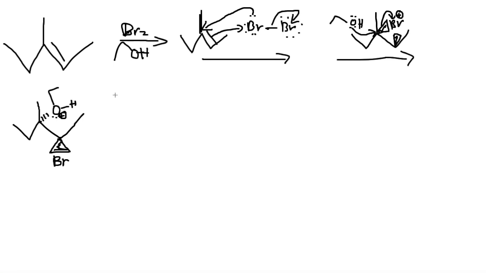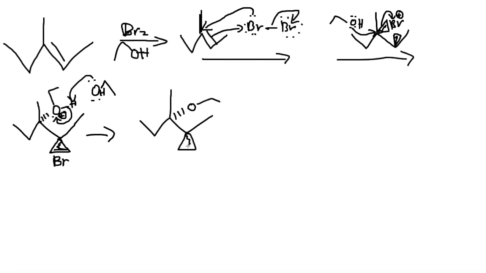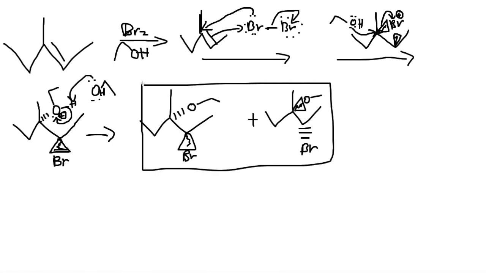OH, and now it is still attacking, grabbing that hydrogen, and then this electron will give off to oxygen, which will form a final product of, instead of OH this time, all we see is just an O, plus an enantiomer. Okay, and this is the final product for this problem.